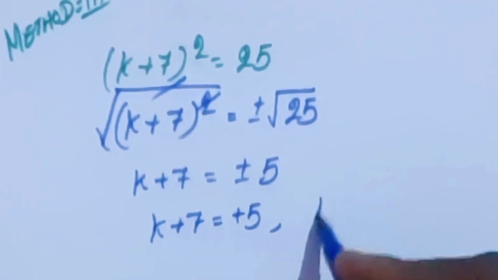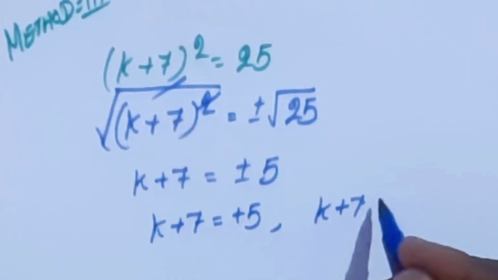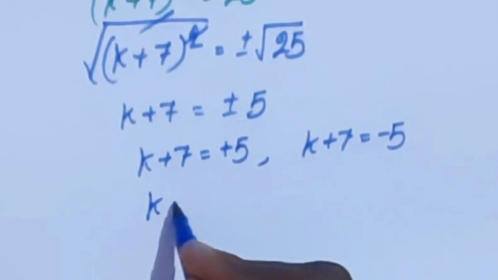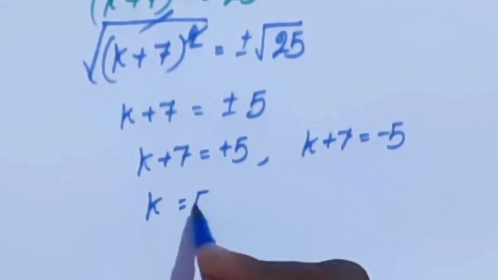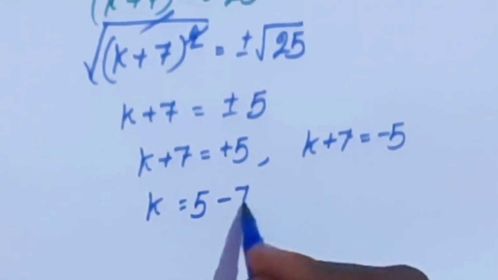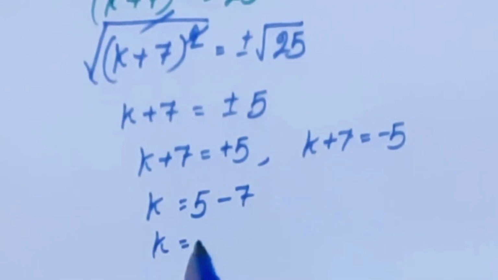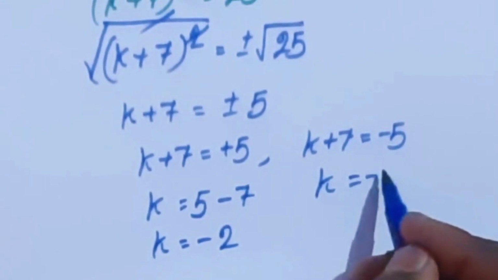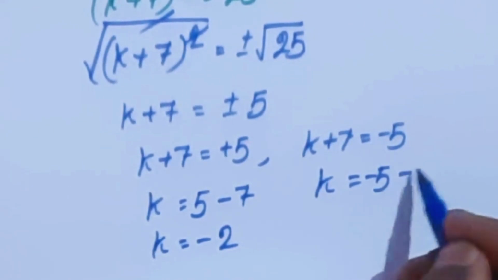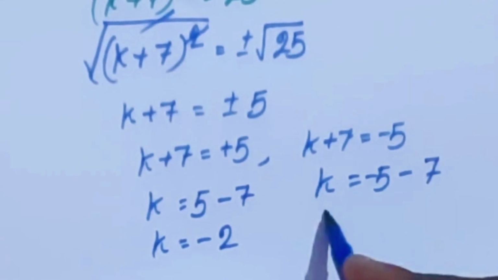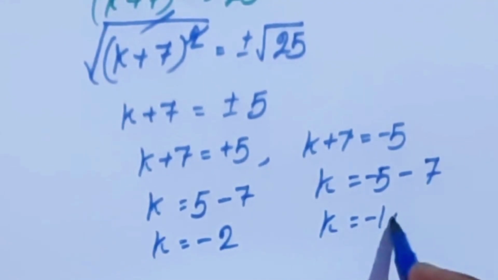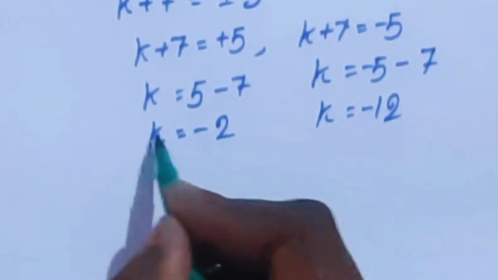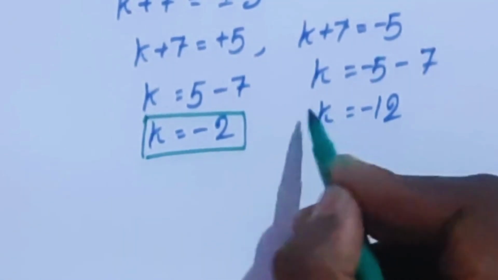And k plus 7 equal to minus 5. From this, k equal to 5 minus 7, k equal to minus 2. From this, k equal to minus 5 minus 7, k equal to minus 12. These are the possible answers in method 3.